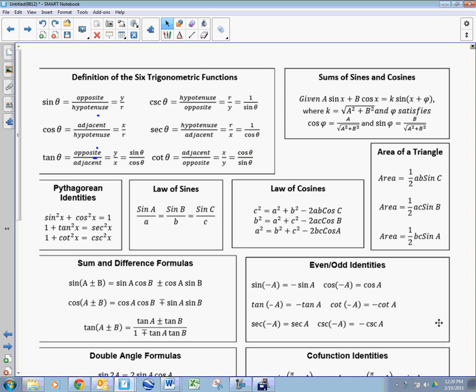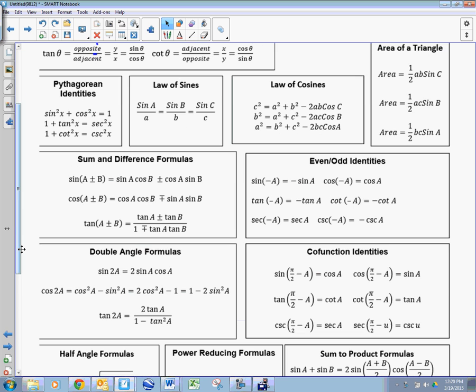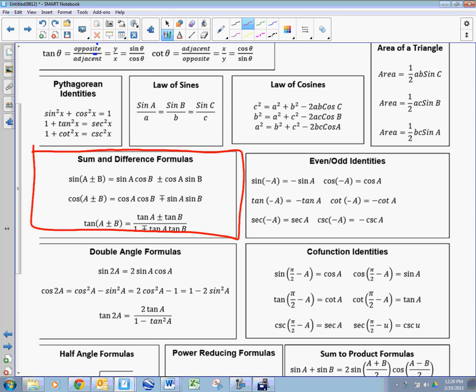Okay. All right. Turn to your note sheet and the back page. That's the box that we live in today. We've already talked about these.